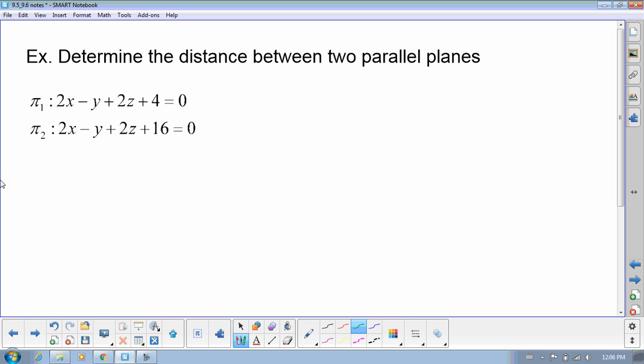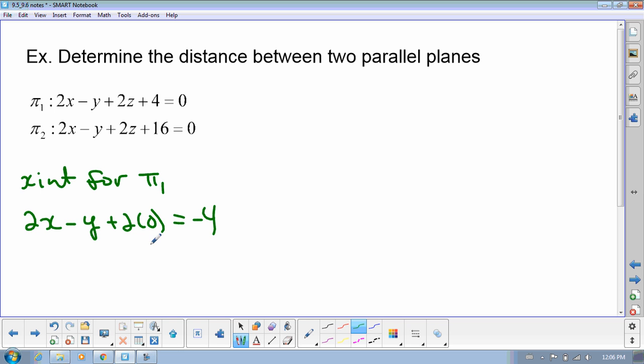So we're going to start off by finding a point. So the easiest point to find, as always, is one of the intercepts. So I'm going to get the x-intercept for pi 1. So I have 2x minus y plus 2 multiplied by 0. I'm going to put that 4 over right away, negative 4. So 2x equals negative 4. So x equals negative 2. So that means I have a point at negative 2, 0, 0.